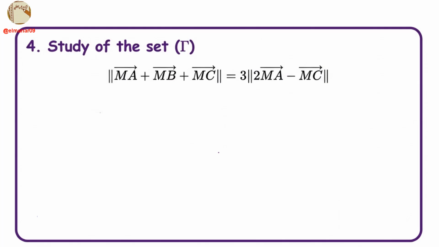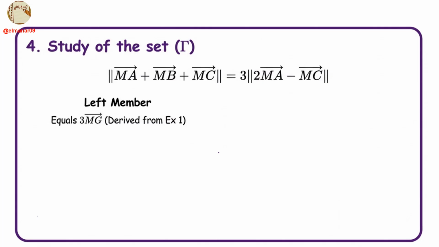First, let's analyze the left-hand side. Look at this vector sum, MA plus MB plus MC. If you remember our first exercise, we established that G is the centroid, the barycenter of points A, B, and C. Consequently, this sum simplifies beautifully into 3 times MG. That is the magic of vector reduction.